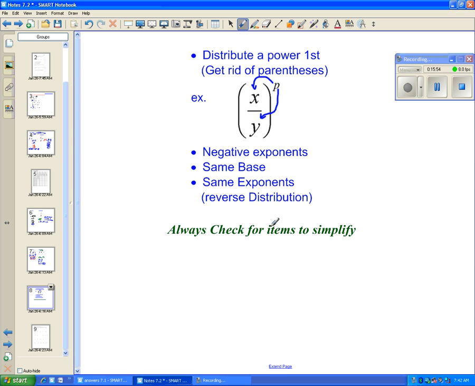I can always check for items to simplify. Always, always, always simplify. Okay, guys, that's the last of my notes.